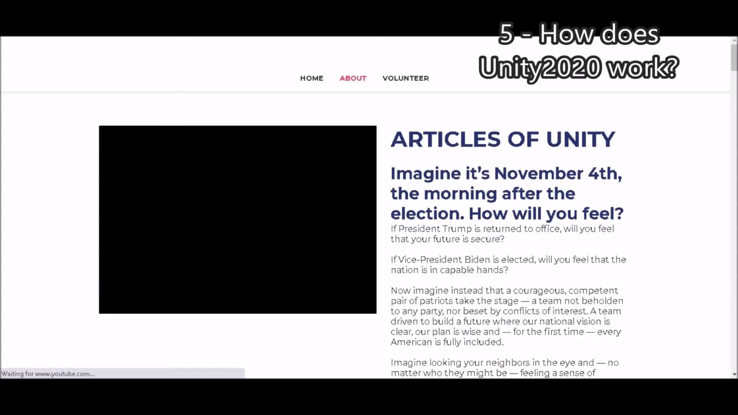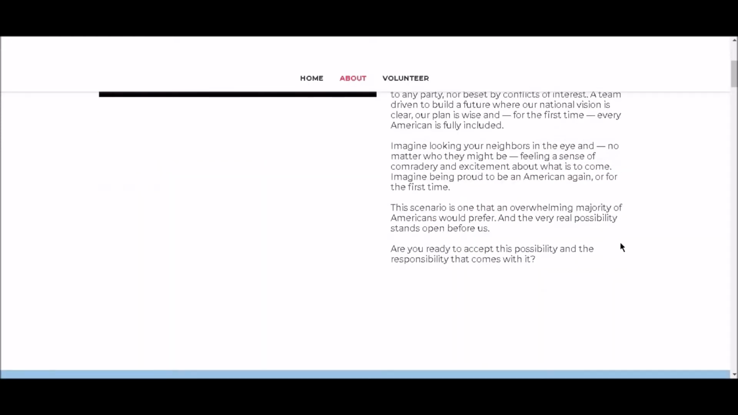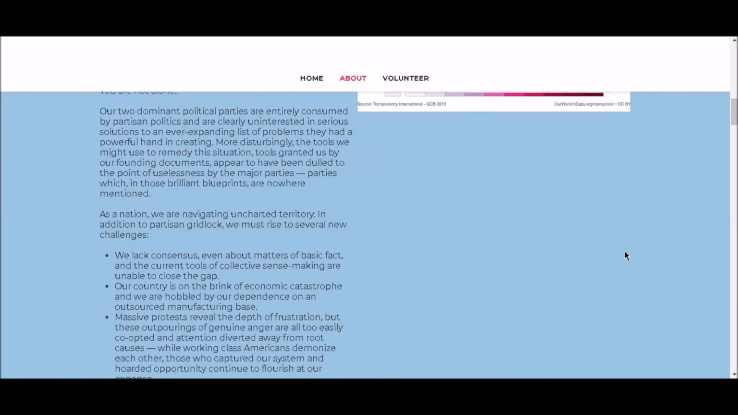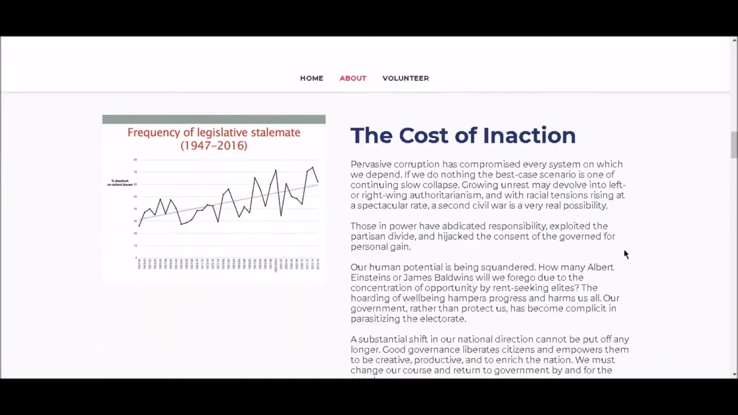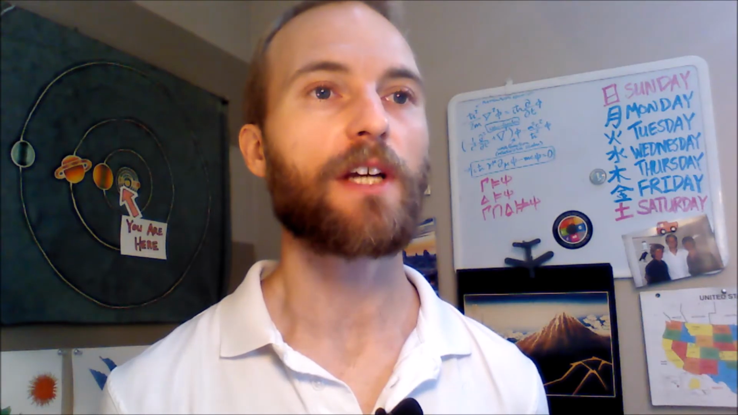Okay, let's talk about how the Unity 2020 plan works. This is coming straight from Articles of Unity. If you go to their About page, you will see it say: "We, the people, draft two candidates, one from the center left, one from the center right," just as we were saying earlier. "Once elected, they agree to govern as a team."